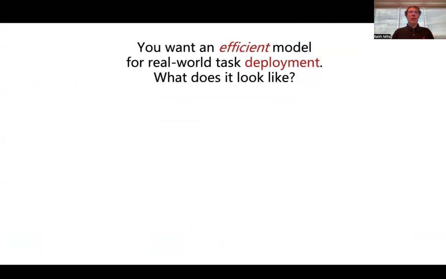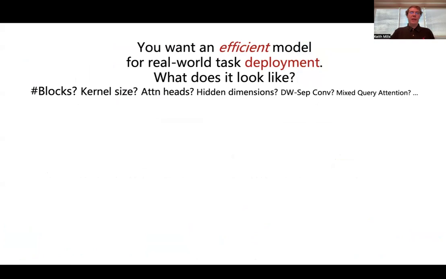So to start off, let's talk about what we're doing. Say you have a real-world task like AI image generation or segmentation, and you want an efficient neural network model to execute this task. What does that model look like? Well, depending on whether you have a transformer or a convolutional backbone, you would have a lot of choices at your disposal when designing this network.